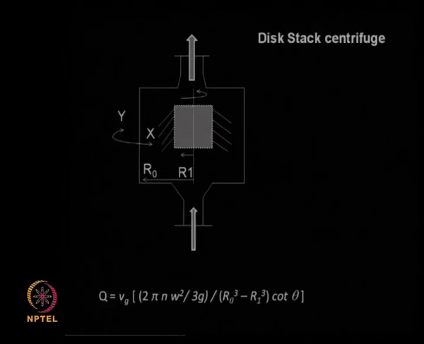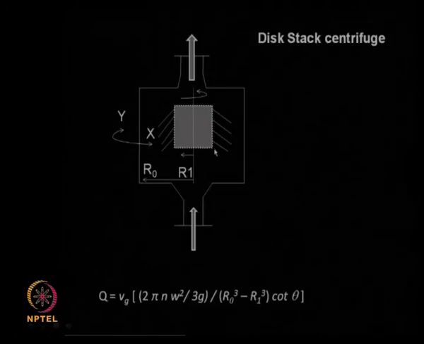Now let us look at the disc stack centrifuge. Again, I talked about it in the previous class. This contains several discs at a certain angle. So the liquid that enters from the bottom, because of these discs, gets focused towards the outer periphery of the centrifuge. The solids get stuck to these outer walls of the centrifuge, whereas the liquid turns and then goes out here, and the solids are collected here.